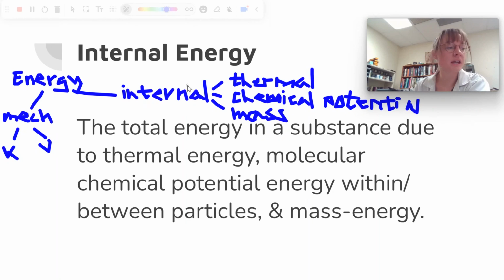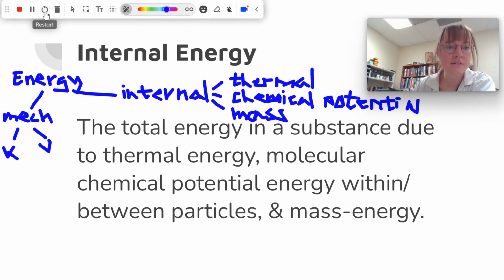Quick little checkpoint, check in with yourself. Can you tell what's the difference between mechanical energy and internal energy? And then what's the difference between internal energy and thermal energy? Take a quick check with yourself, make sure that makes sense to you.